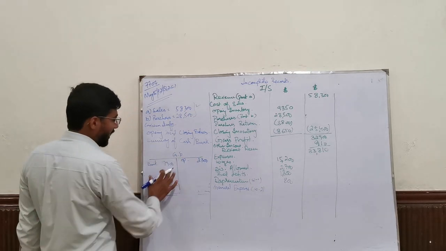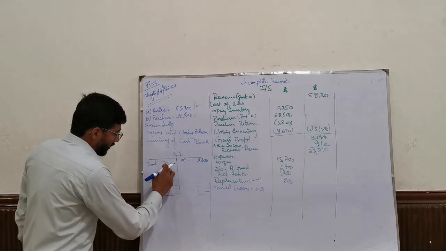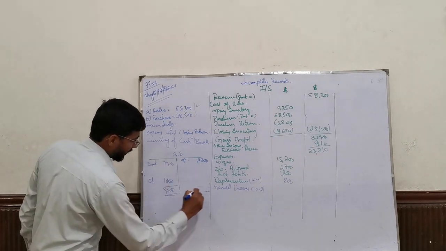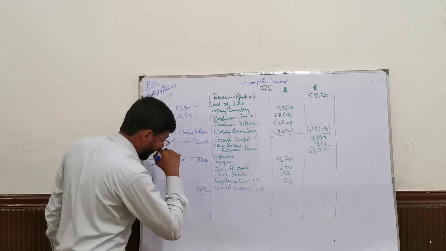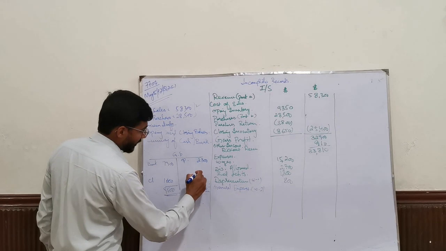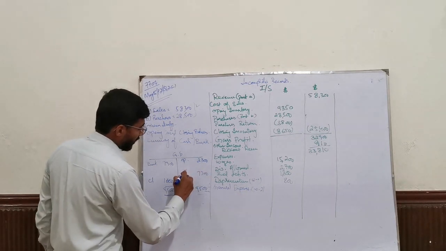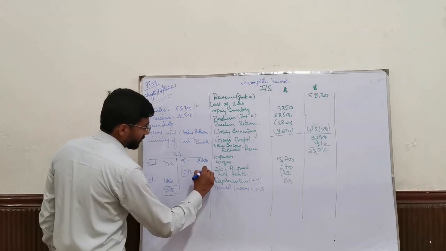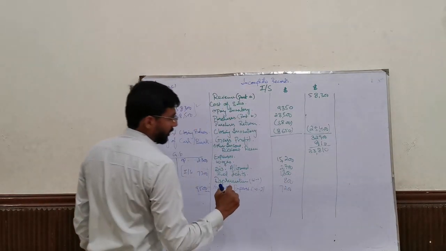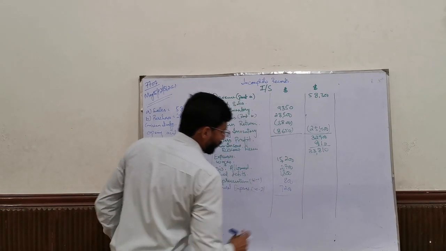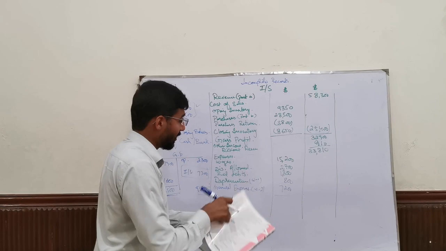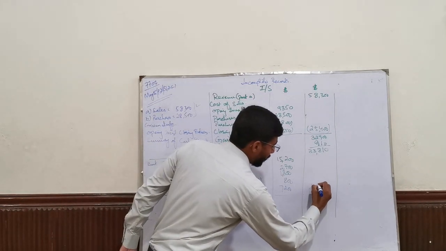Now I am going to balance these. 9,500, 9,500, 95 minus 75, and then 200. Now this figure is going in the income statement as a journal expense, which is 7,200. After this, I am going to do the totals. The totals are 27,700.